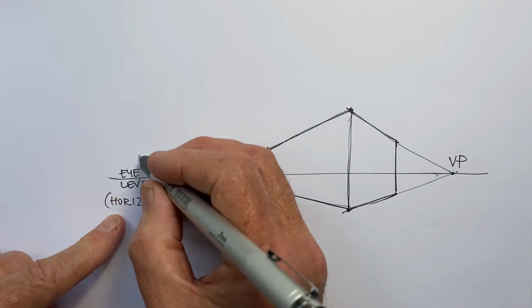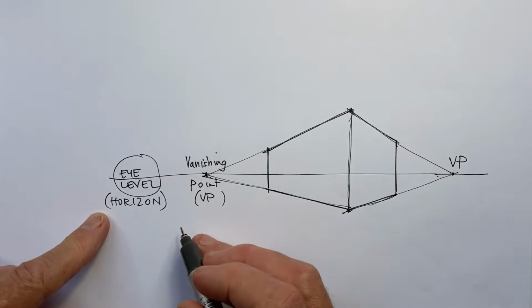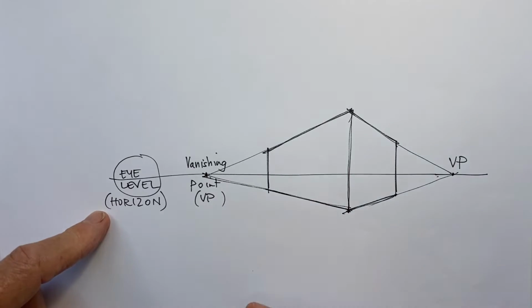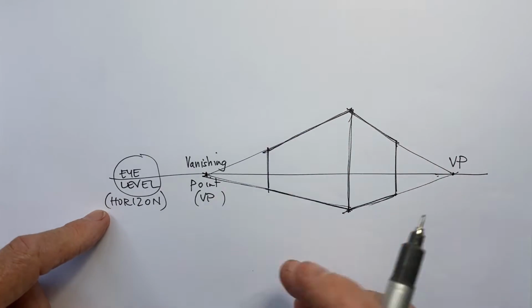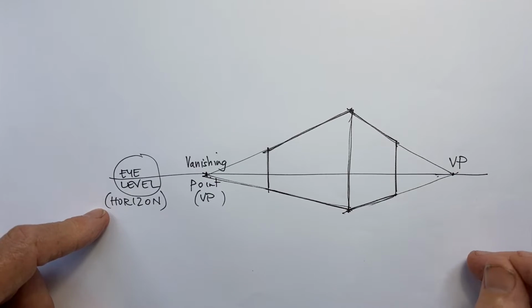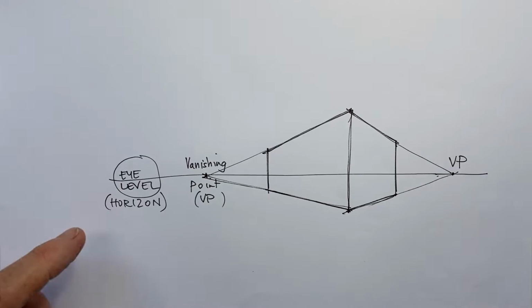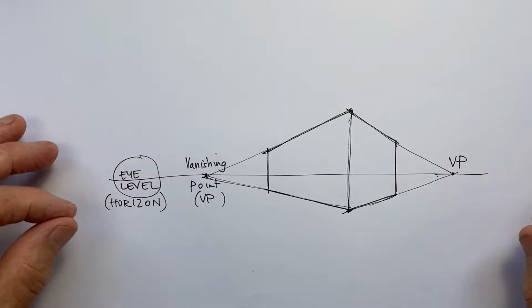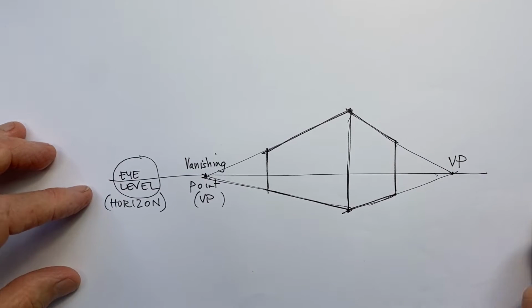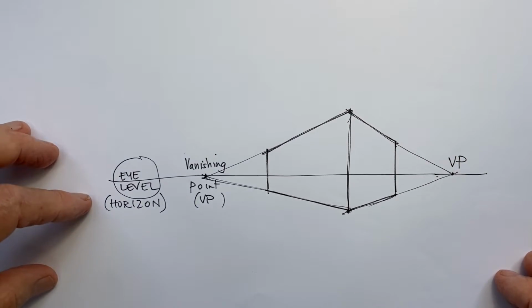I prefer to use eye level myself because the word horizon can mean something else. It can mean the line where the land meets the sky. And while that may happen to be in the same place as the eye level, it may not be in that place. So I find it's more accurate to use the word eye level. But even so, what's this got to do with the scene that we're drawing? Do we really need to know about eye level? Is it helpful at all?